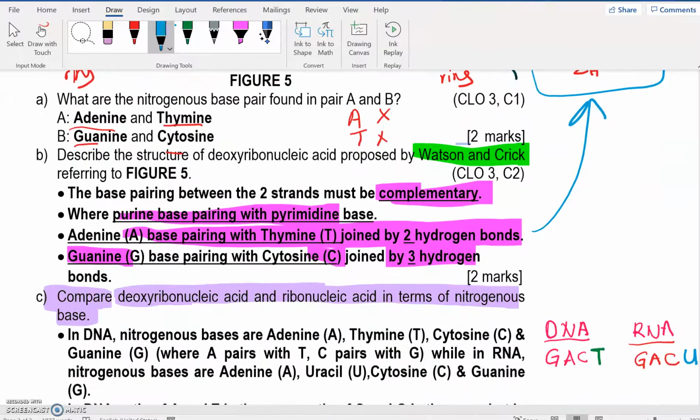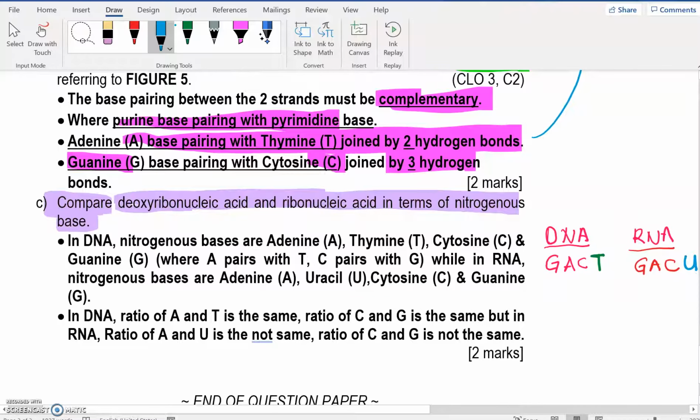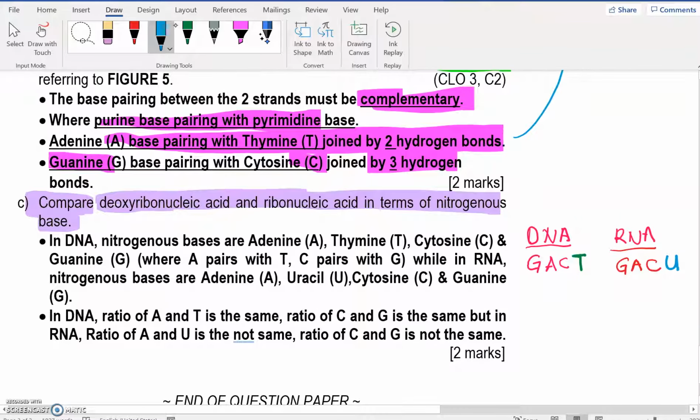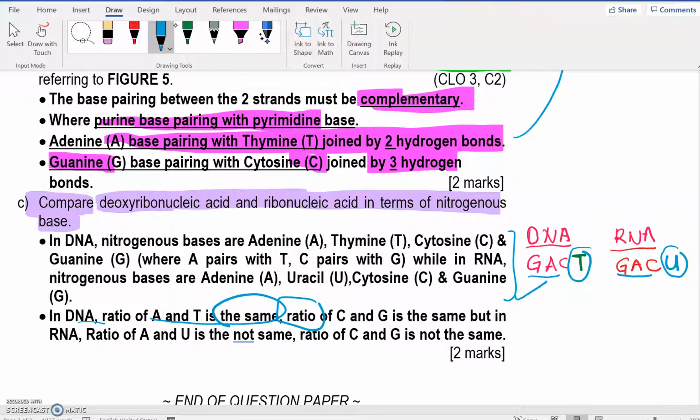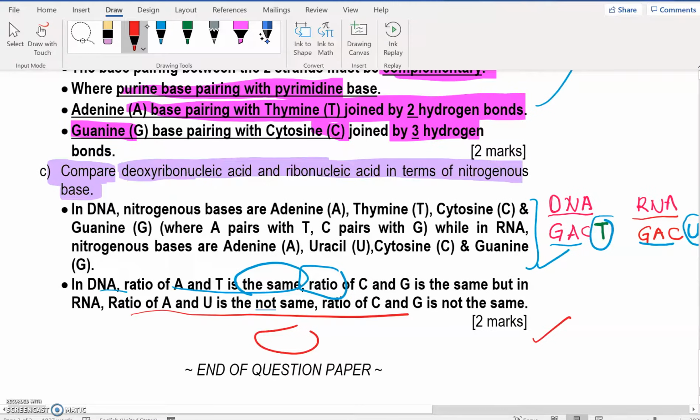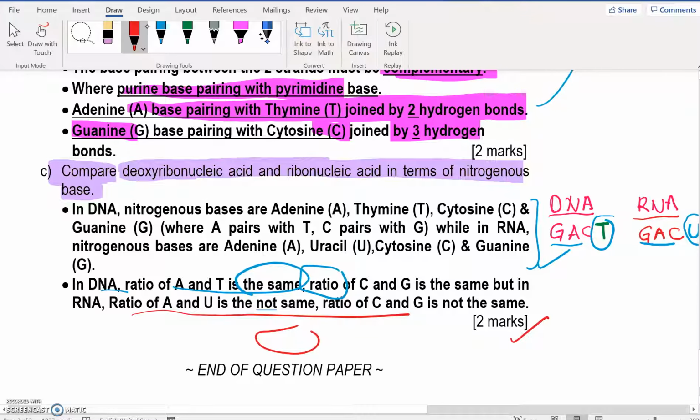Last but not least, how to compare DNA and RNA. This one is the same: G, A, C, guanine, adenine, cytosine. But for DNA, instead of uracil, it has thymine. That is 1 mark for this one. And one more thing, in DNA, A and T are the same ratio, whereas in RNA it is not the same. 1 mark. So class, that's all for our discussion for the quiz.